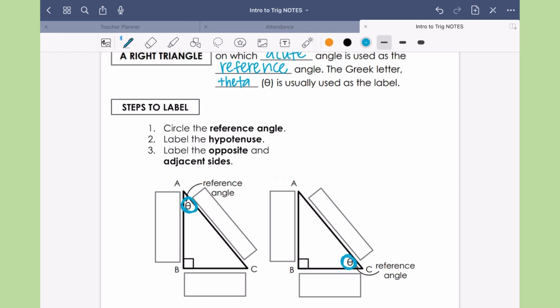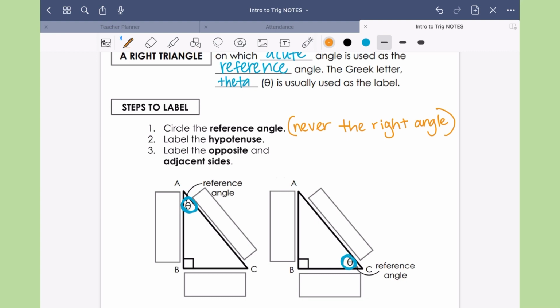One very important thing, your reference angle is never the right angle. You will never have a problem that says your reference angle is the right angle. We already did those types of problems. It was the special right triangles. So we will never have the reference angle be the right angle.